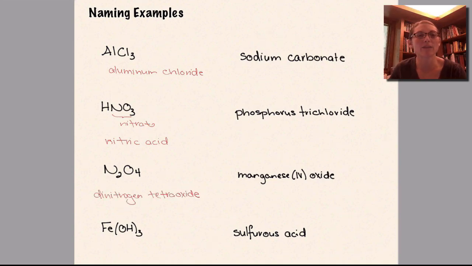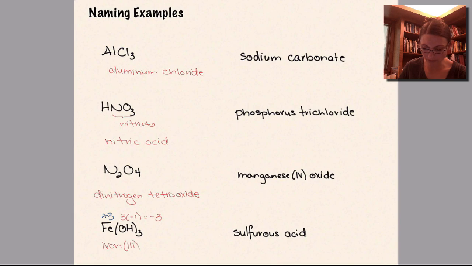Last one in this column, Fe(OH)3. Iron is a metal and it is a transition metal, so it can have variable charges. So I'm going to figure out the charge on that iron in order to write its name. Hydroxide always has a charge of -1. Memorize that, please. Since there are 3 of those, I have overall a charge of -3. Since any compound has to have equal numbers of positive and negative charges, I know that the charge on the iron has to be +3, which means this name is iron(III) hydroxide.